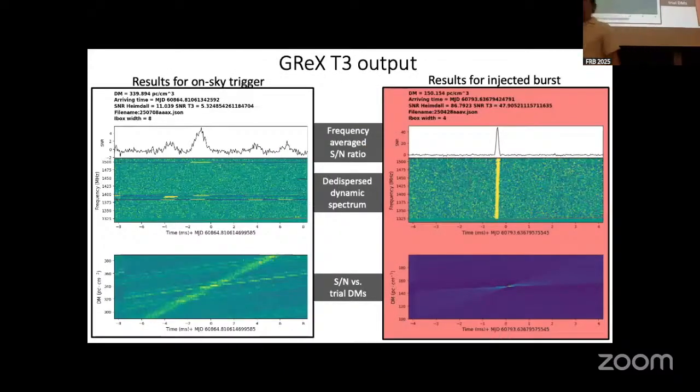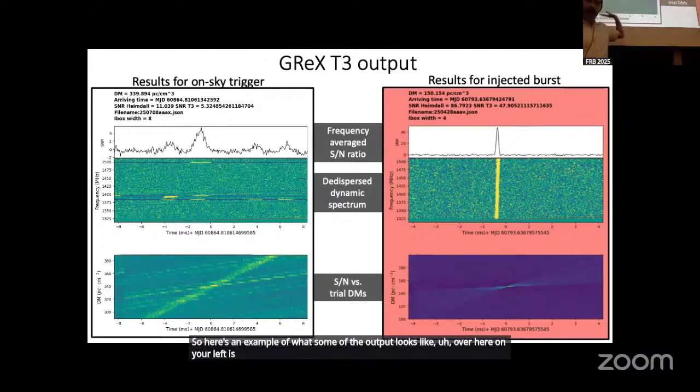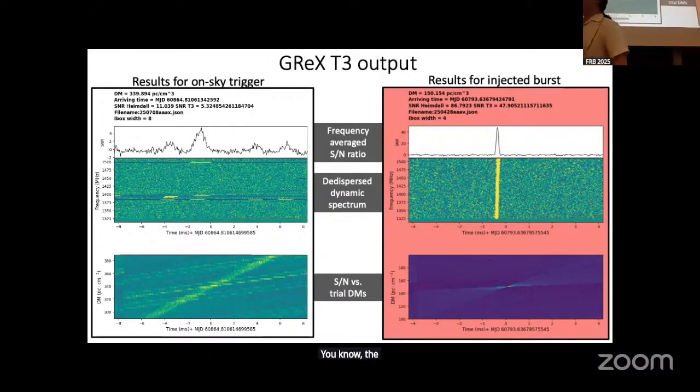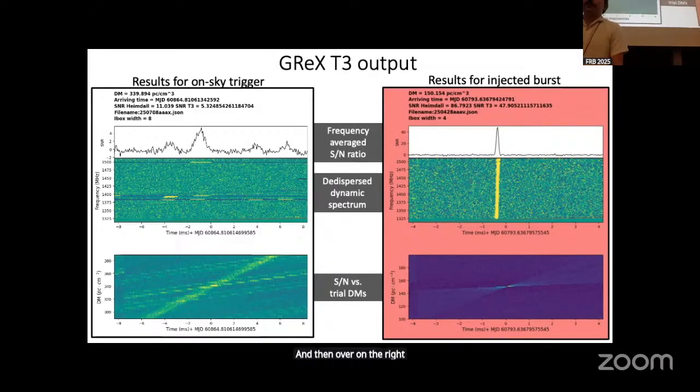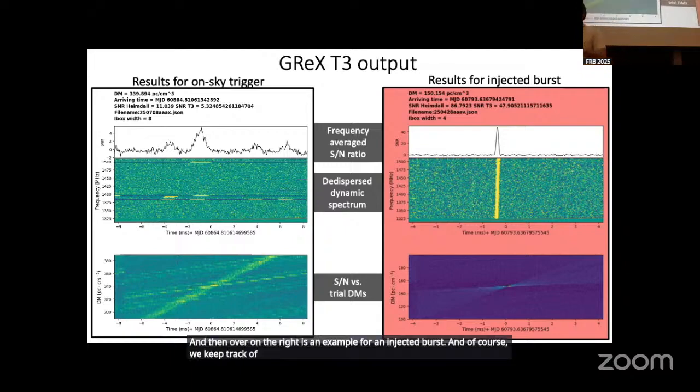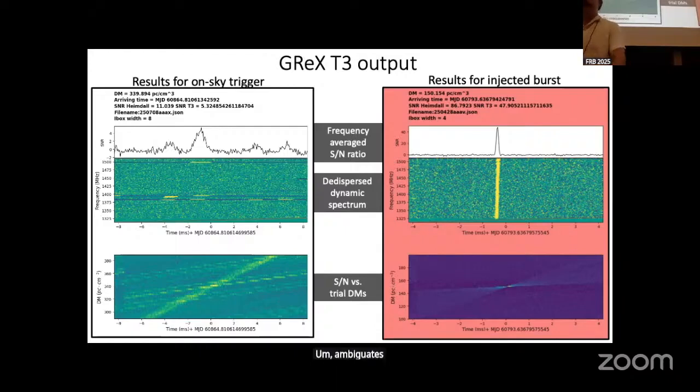So here's an example of what some of the output looks like. Over here on your left is basically a false positive on-sky trigger because the RFI was kind of weird and not properly mitigated. So we got a trigger, but it isn't anything astrophysical. And then over on the right is an example of an injected burst. And of course, we keep track of our injections so we can disambiguate between something real and something synthetic.